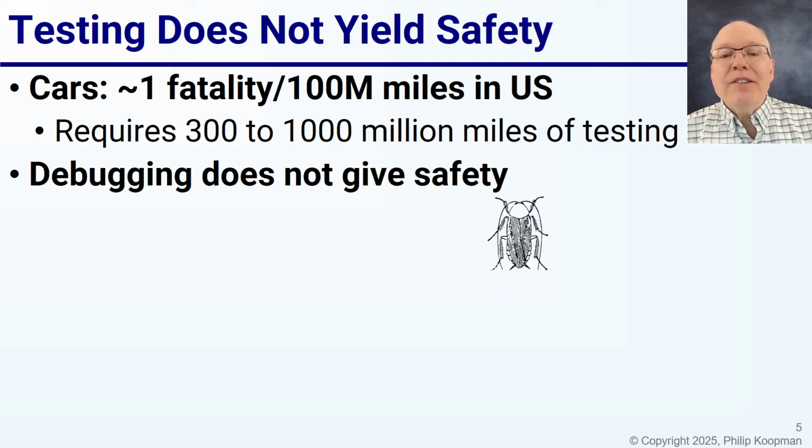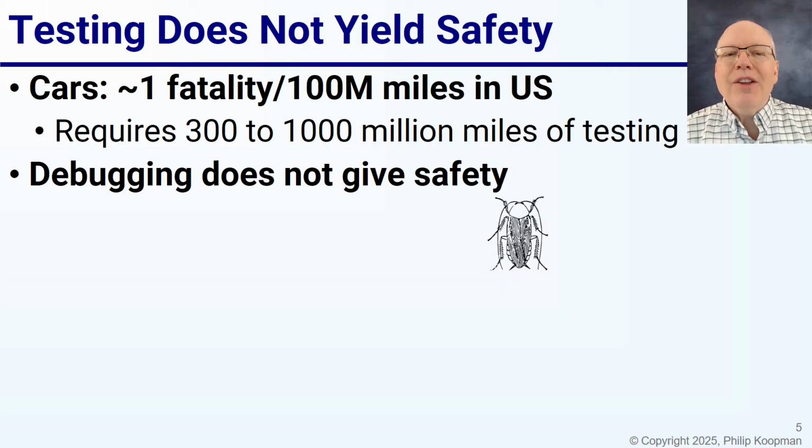Another one is debugging does not give safety. Okay, we're going to put this system out, and if something goes wrong, we'll fix it, and if something goes wrong, we'll fix it, and so on. And there are two problems. The first one is it's doing harm every time something goes wrong that you should have prevented. And again, you can't be perfect, but you should do pretty well. You should be good enough, which is what we're here to talk about.